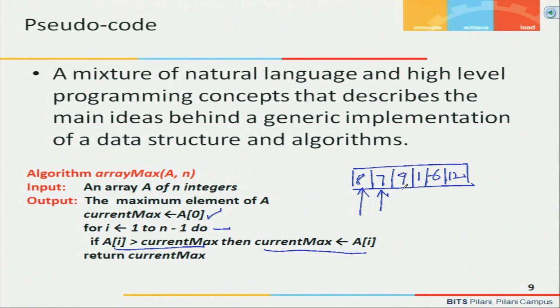Then we move to the next element of the sequence, compare it with the current max which is 8, 9 is bigger than 8. So, in this case your current max is going to be updated to 9 and so forth, and as we scan all the elements, this procedure or this algorithm is going to return the maximum of n elements.